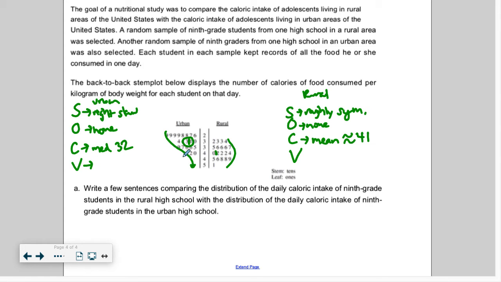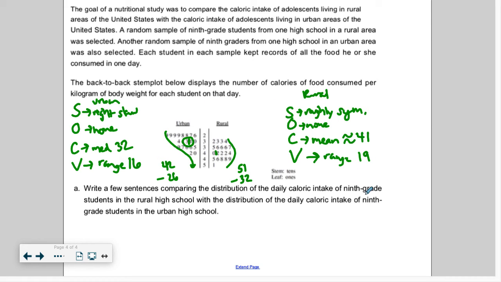Stem and leaf, it's very easy for us to get the exact range. So my biggest data point is 42. And I'm going to subtract my smallest one, which is 26. So that's going to give me 16. And for my rural side, my biggest is 51 and my smallest is 32. So that's going to give me range of 19.